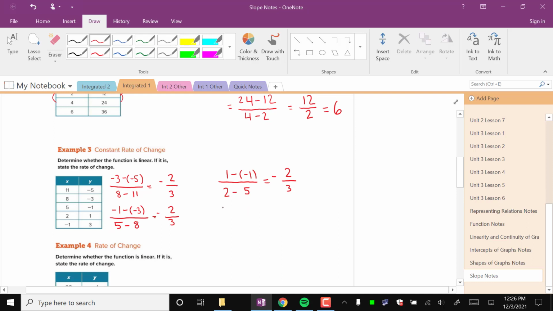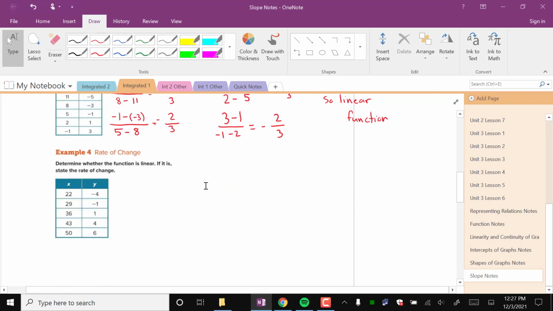3 minus 1 over negative 1 minus 2. 3 minus 1 is 2, and negative 1 minus 2 is negative 3. So again, we got the same thing. So this means it's a linear function. Had the second one been different from the first, we could have stopped right there and said this is a nonlinear function. We wouldn't have to keep going.